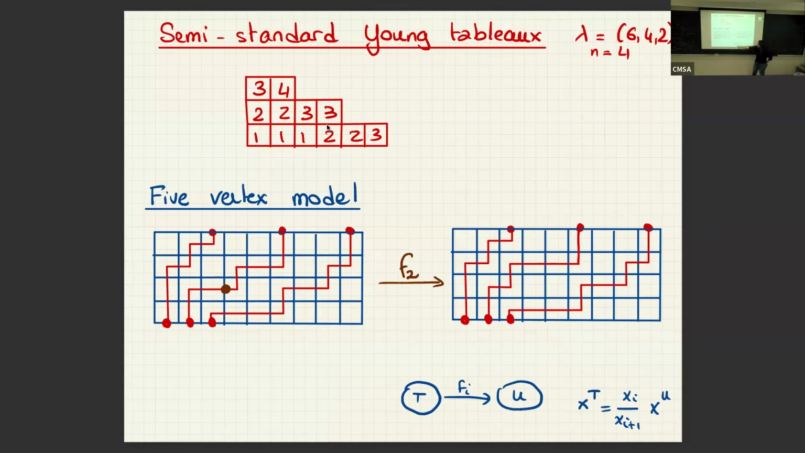So when you go from one tableau to the next, it means I replace an i by an i+1.